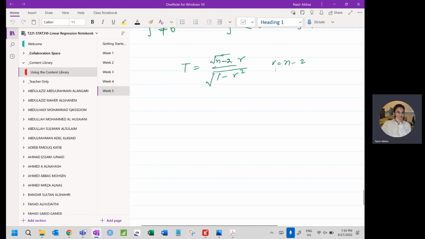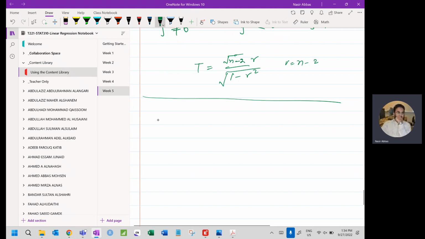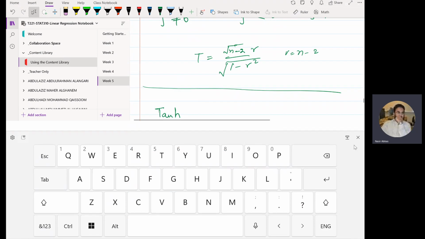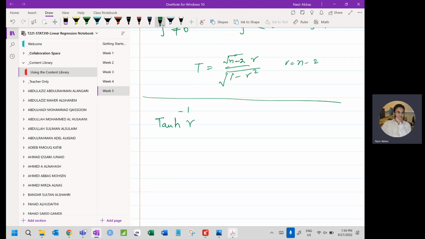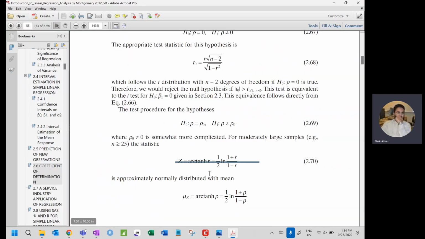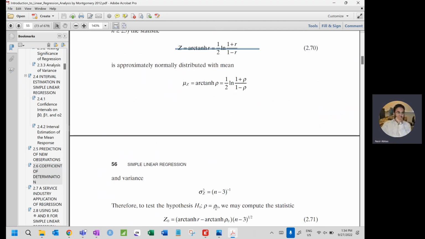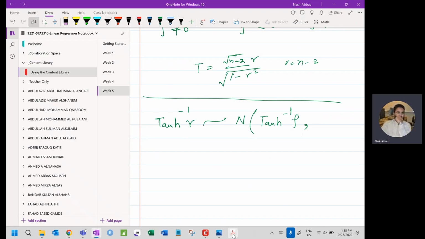For that situation, we have an approximation which says tanh inverse of R, the hyperbolic tangent inverse of R, follows a normal distribution with the mean tanh inverse of rho, and the variance is 1 over n minus 3. This is a very useful approximation. I'll give you this in the formula sheet, but you need to know how to use it.